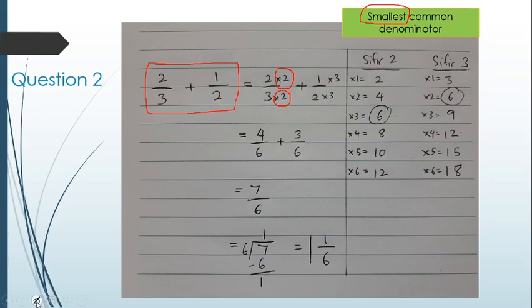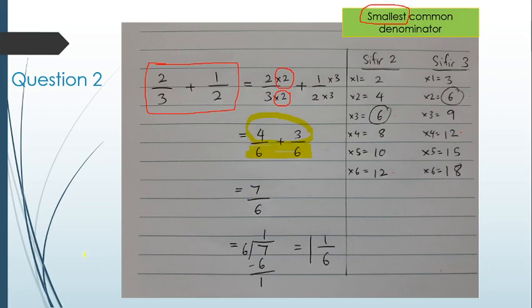So what happened here? Look here. What happened to the denominator? Is it the same or different? Now the denominator is the same, 6 already. That's why we list down here. The denominator is already the same, so do not worry about the denominator. What you should do is sum up the numerator. 4 plus 3 equal to 7. Denominator does not change, so 7 over 6.